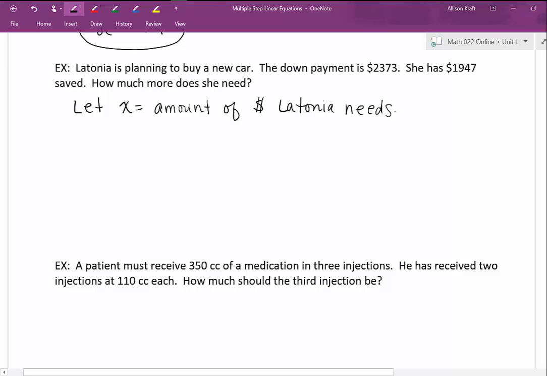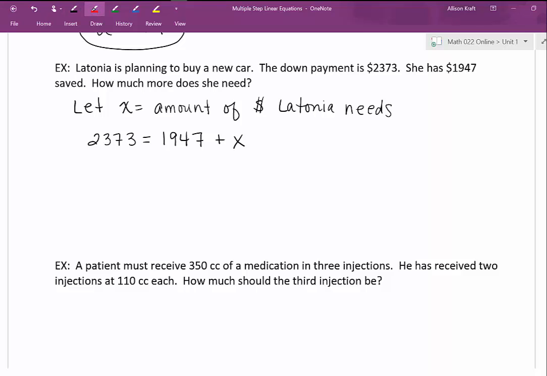The down payment is a total of $2,373. To get that down payment, she's going to have to combine the amount of money she already has with the amount of money that she needs. So the right side of this equation is going to be 1,947 plus x. Now we need to solve for x.